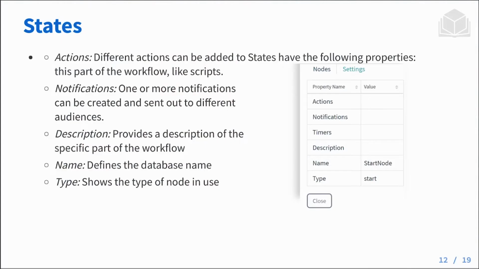First off, for our states, we have a number of different properties that we can include for our states, things like actions, notifications, descriptions, name, and type, okay? Here for our default states, we might only need to change the name so that it makes more sense in the graphical editor, but you can add some of these additional properties as well.